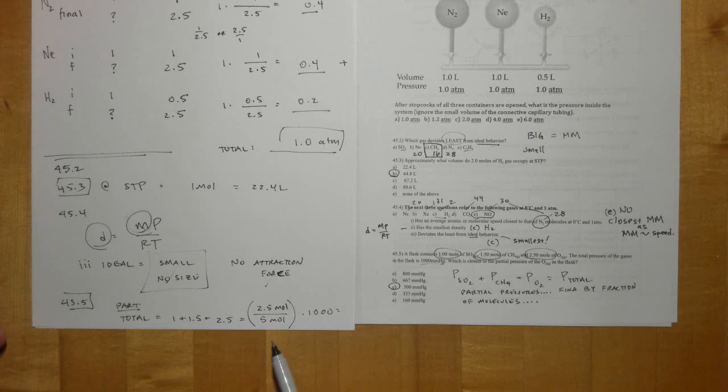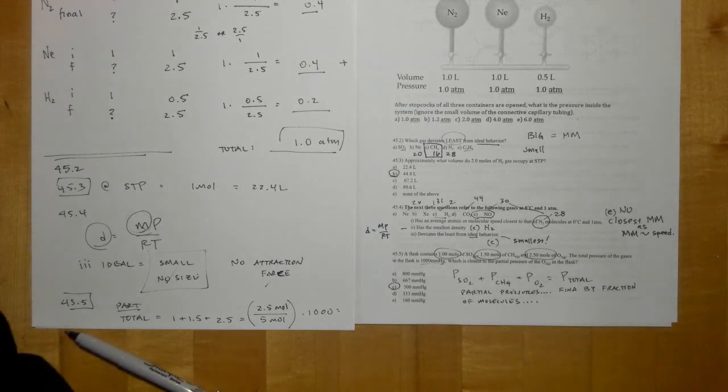You could ask the same question about any of these. So if it was SO2, it would be 1 mole divided by 5, and therefore 1/5 of 1,000 would be the pressure from SO2. And you can do the same thing for O2 as well. More on the next.